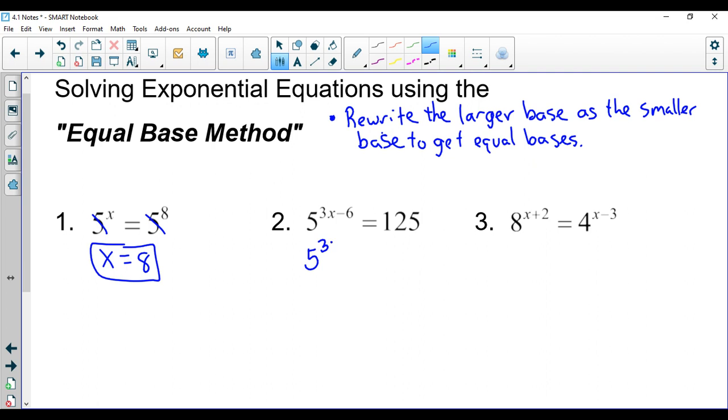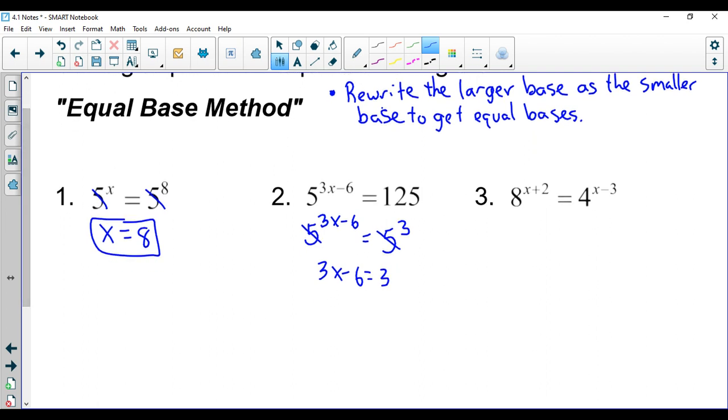So I'm going to keep my left side the same, and instead of 125, I'm just going to rewrite this as 5 to the third. I didn't change anything, I just, instead of writing 125, I wrote 5 to the third. But now if you look, we have equal bases here. So now those bases are both 5s, those bases cancel out, and we can just set our exponents equal to each other. And now it's just a regular linear equation that we can solve. So we would add 6 and divide by 3. So that would give us x equals 3.